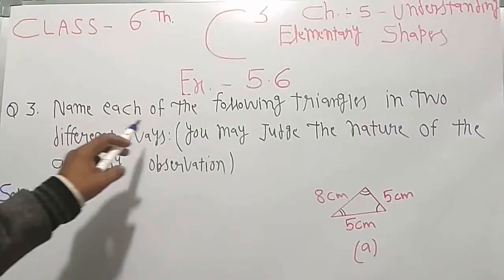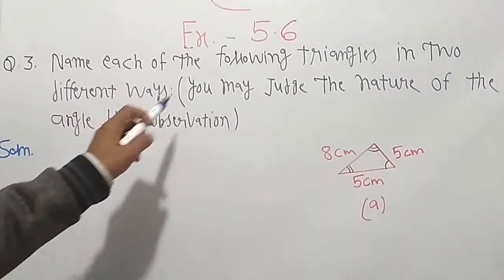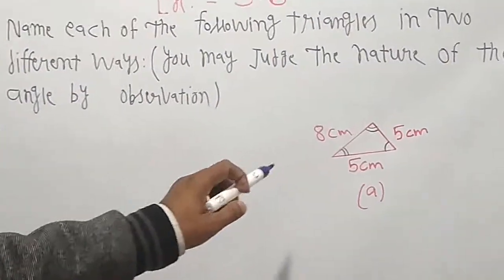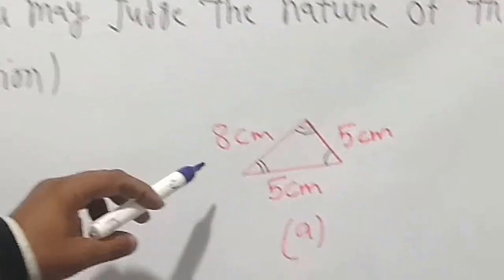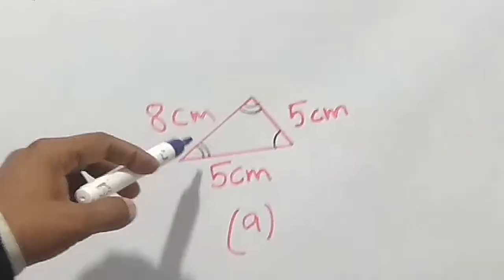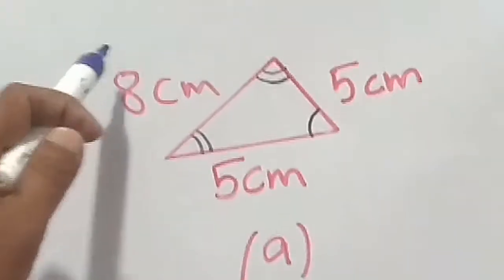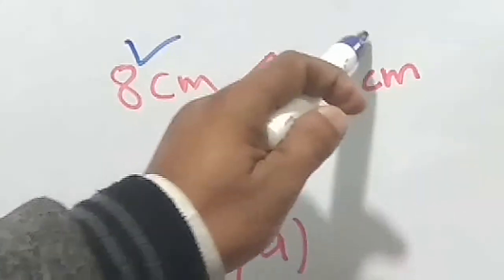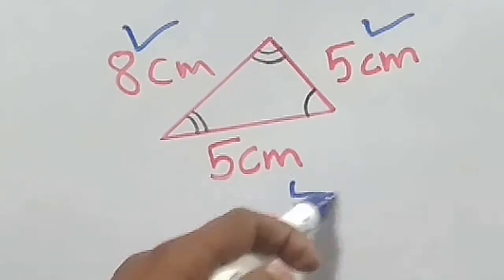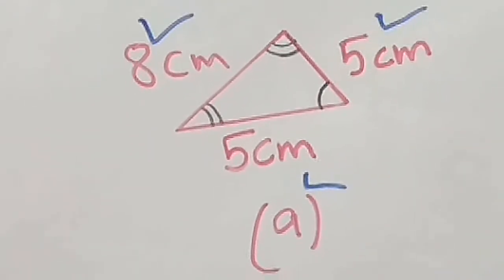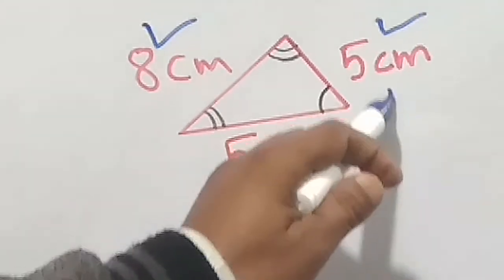Third, name each of the following triangles in 2 different ways. You may judge the nature of the angles by observation. This is the first figure, figure A, in which one triangle is shown here. And in this triangle there are 3 sides. One is having the measurement of 8 cm, second one is 5 cm, the third one is 5 cm. So after observing this figure, we can say that these 2 measurements are the same.